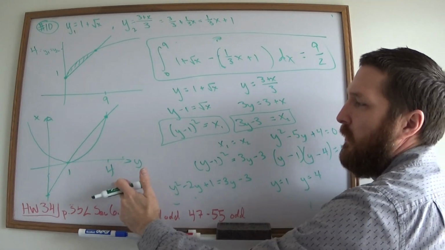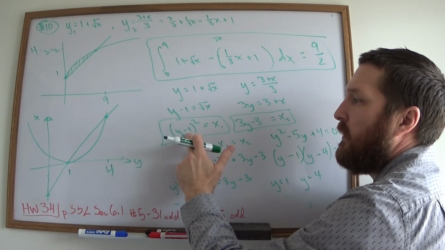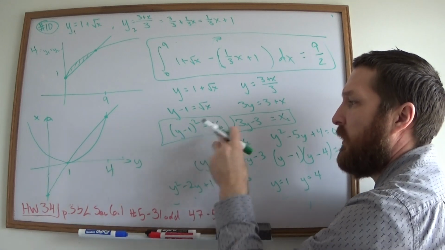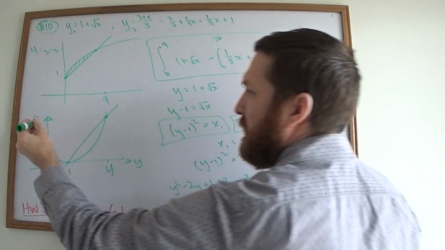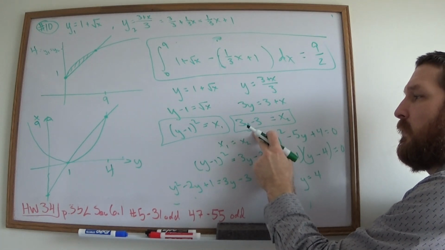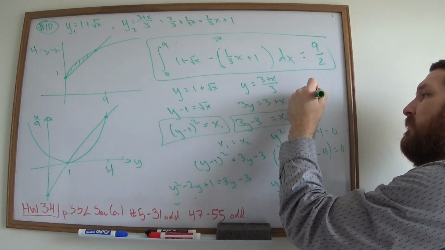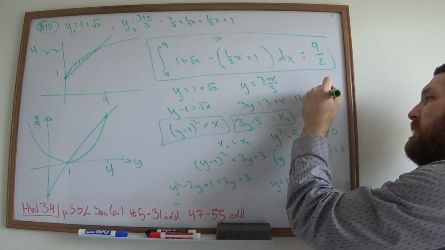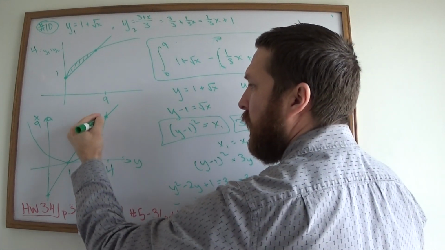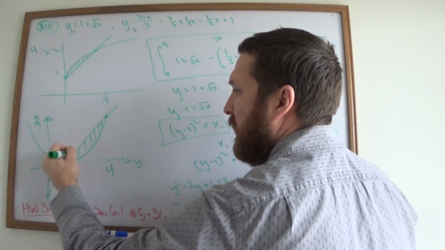Plug in a 4. 4 minus 1 squared. So 4 minus 1 is 3. Square it, then it should be 9. Plug in a 4 here. We get 3 times 4 is 12 minus 3, equals 9. Okay, we got the right thing. So now I just need the bigger one minus the smaller one.